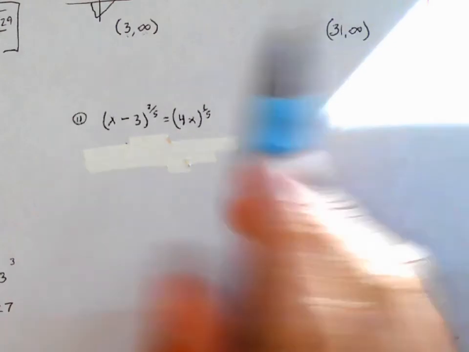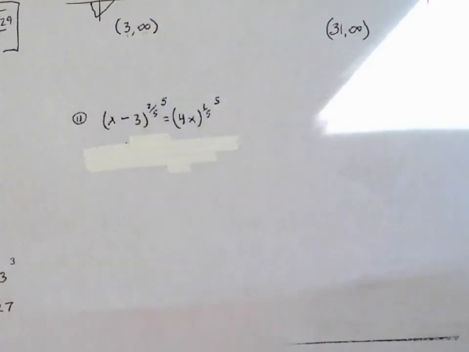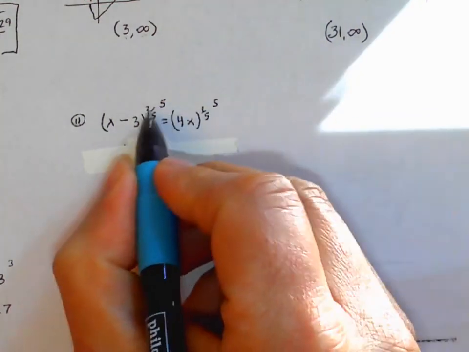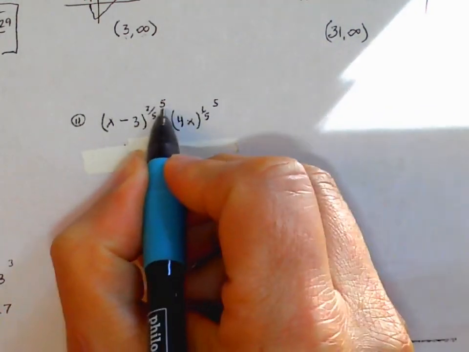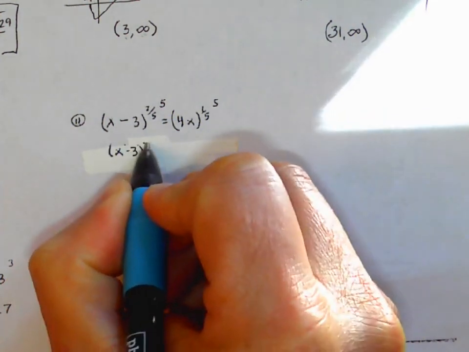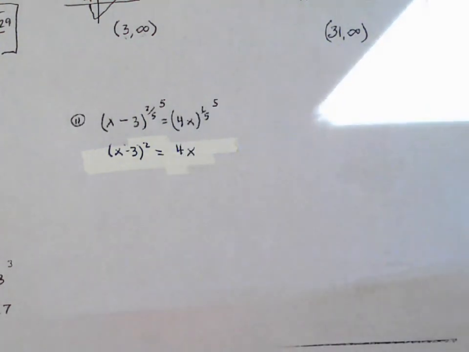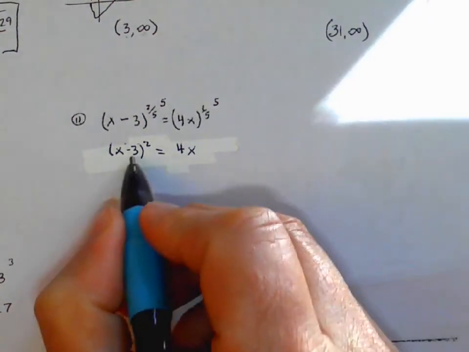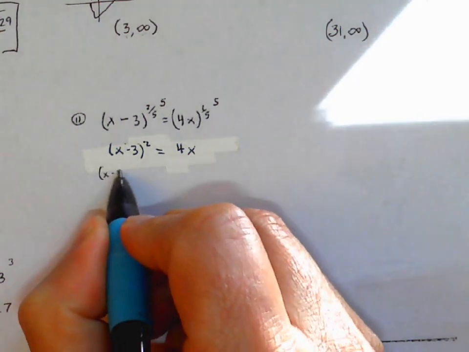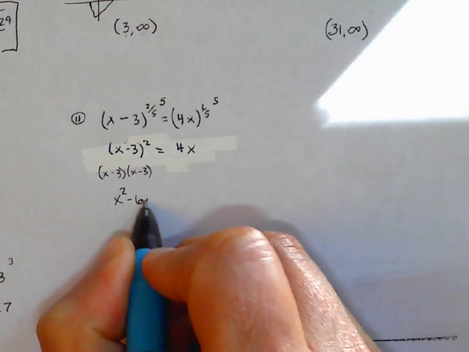Let's just, okay, they're both the 5th power. Let's raise both sides to the 5th. If I do that, 2/5 times 5 would be 2. So I have x minus 3 squared, and that would be 1, so I just have 4x. That looks like it could work. Now if I square this, that's x minus 3 times x minus 3, which is x squared minus 6x plus 9.